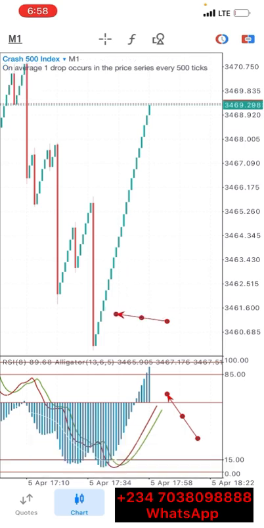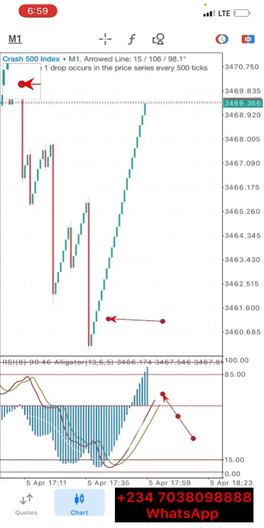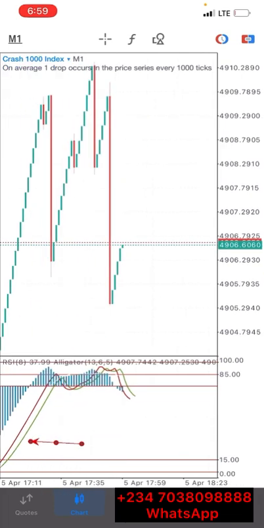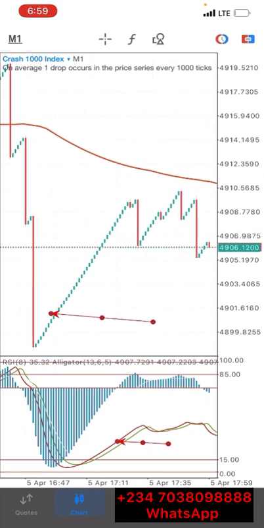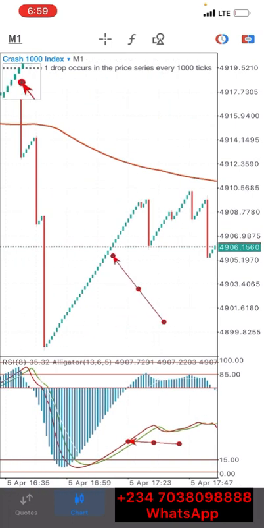Right now, let me tell you something. If you can scalp the crash 500, boom 500, you'll make more money. Now take a look at these candlesticks when the market is going up. You can see they are longer than those of crash 1000. Oh, it's almost the same thing. But I observed that when I'm scalping the crash. That means the way the chart was looking, you can see this one is a bit tiny.